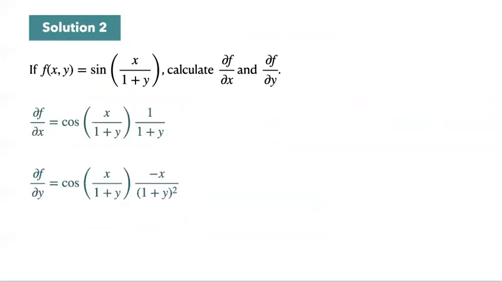Using the second method, if we differentiate f with respect to x, we just think about the derivative of this function with respect to x, and we think about y as a constant. So we first differentiate sine, so we get cosine here, and we differentiate the inner function with respect to x, and we multiply by it, right?